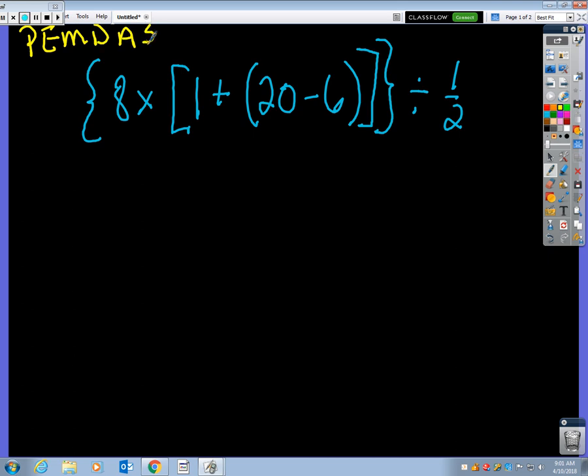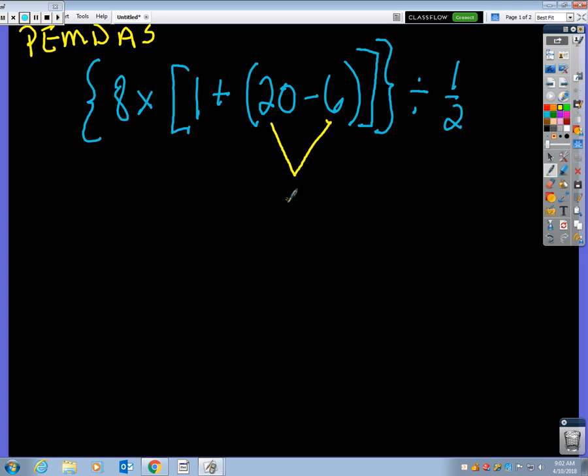Which is PEMDAS. So now we just got to remember that parentheses really means parentheses, brackets, and braces. Okay, it's a grouping for each other. So what's the first thing I have to do when I'm solving this? Finney, what do I got to do? Look and see if there's any parentheses. Do you see any parentheses? And where am I starting first? Good. We're going to start inside the innermost parenthesis first.